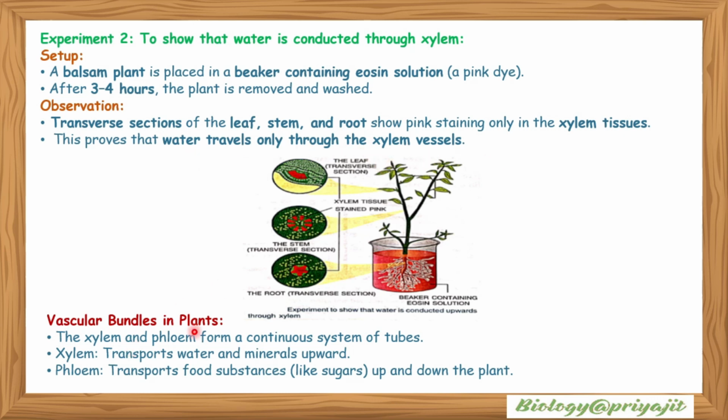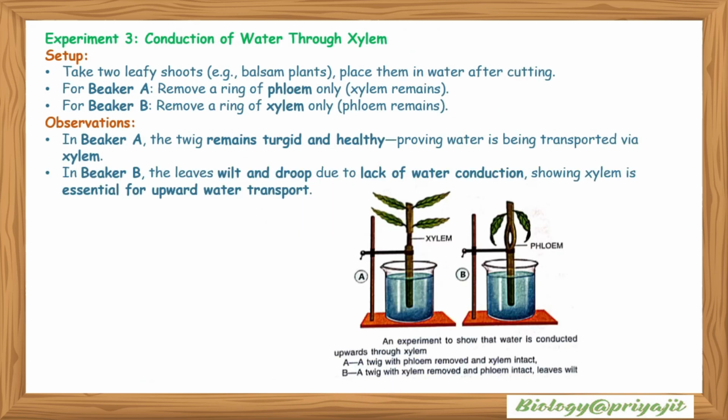Vascular bundles in plants: the xylem and phloem form a continuous system of tubes. Xylem transports water and minerals upward, we know that, and phloem transports food substances like sugars up and down the plant.